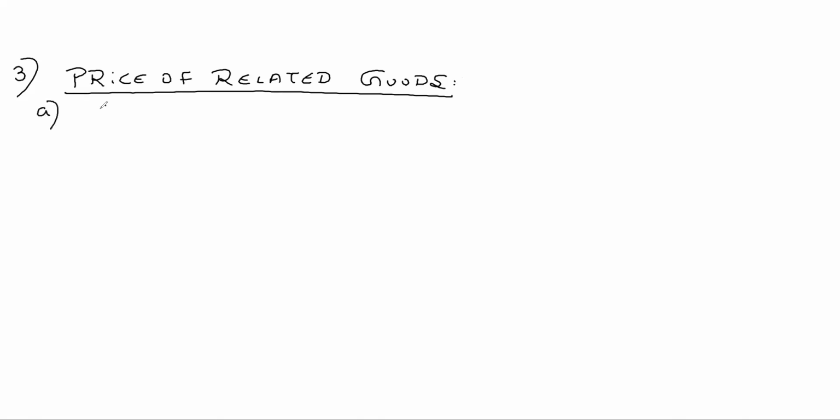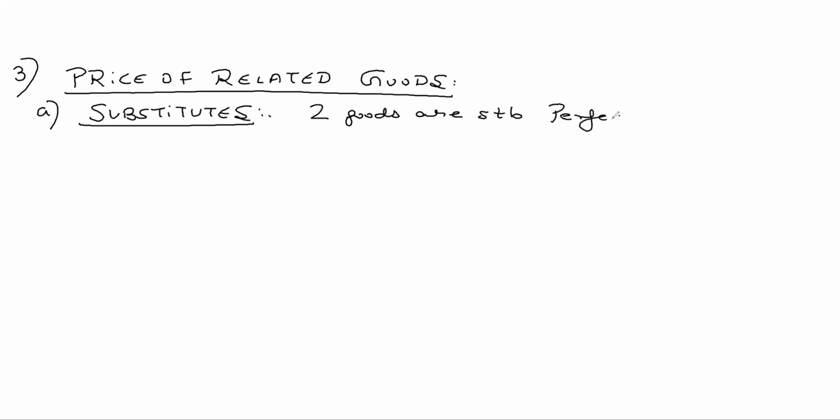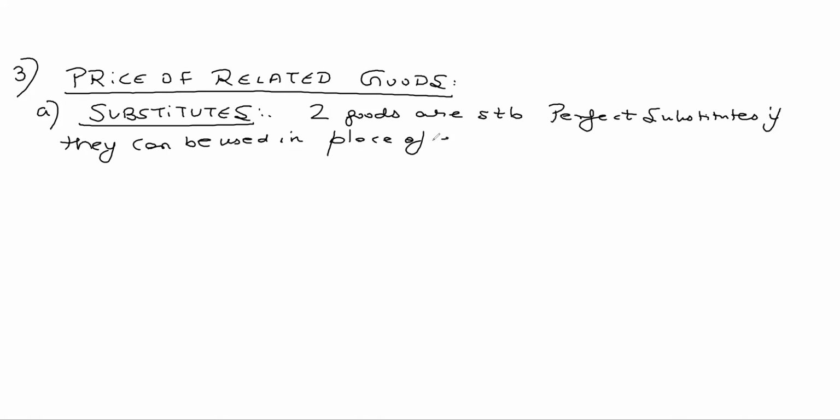One are called substitutes. Again, you have done this in high school. So when are two goods said to be substitutes? Two goods are said to be perfect substitutes if they can be used in place of each other to satisfy a want.